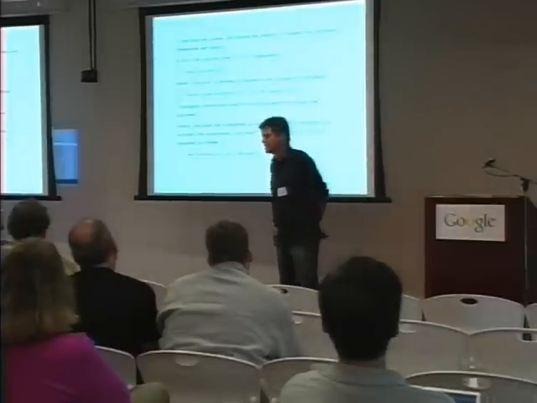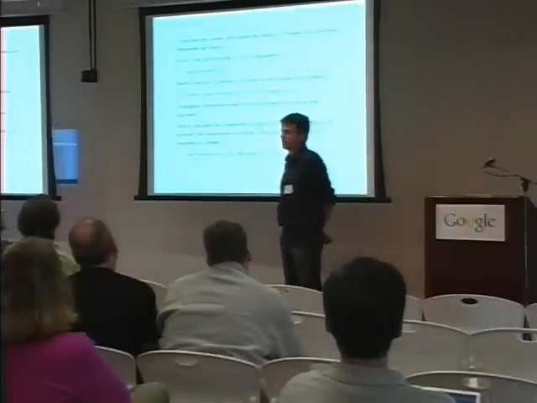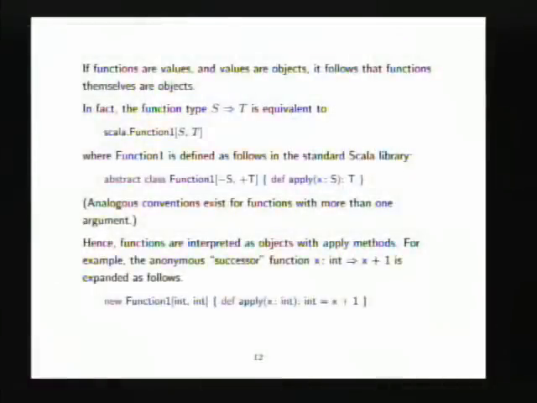So now, if functions are values, and we've seen Scala as a pure object-oriented language, so all values are objects, then it must follow that functions themselves are objects. And in fact, they are. The function type S arrow T, functions from S to T, is just shorthand for a standard Scala class, which is called Function1 with parameters S and T. And here's the definition of that class.